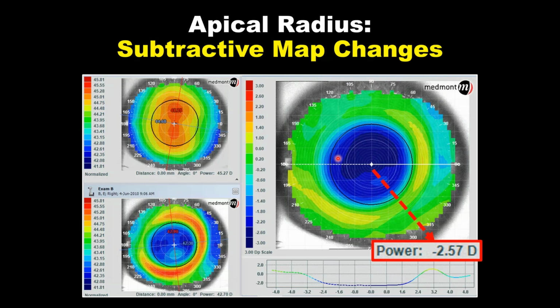Now, you can't really use apical radius on a tangential map. It tends not to be as accurate as it is on the axial map. They both should be relatively similar, but the values within the pupil on the axial map will more likely be more accurate than on the tangential.